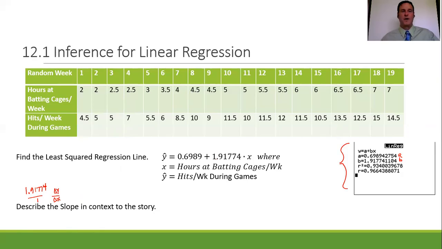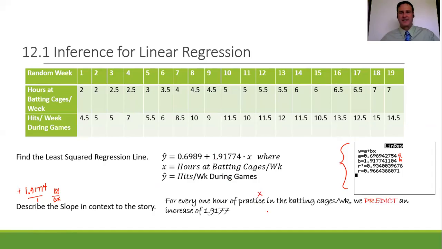Okay, I'll say for every 1 unit of X, which is hours of batting practice per week, we would predict, and that's an important word, predict, because this is positive, an increase of Y, which is the number of hits per week during games. Okay, so let me address that, and we'll write this out. Again, for every 1 hour of practice in the batting cages, this is my X, okay? We predict, notice that this is in all caps and it's also in red because that is a huge item that's looked for amongst AP grading, okay?